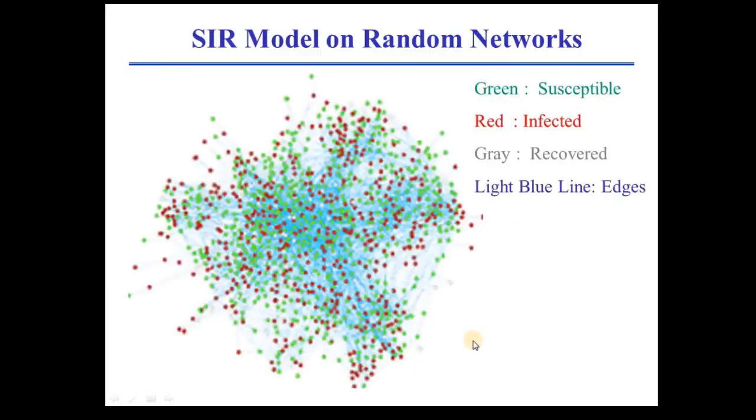So this is a picture with 5,000 nodes. This is a simulation where you can see that green nodes are susceptible.